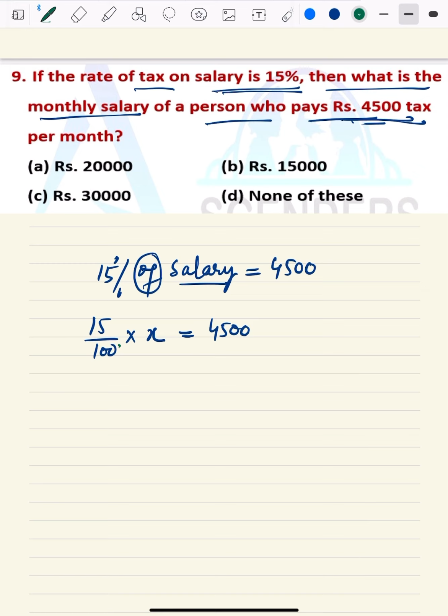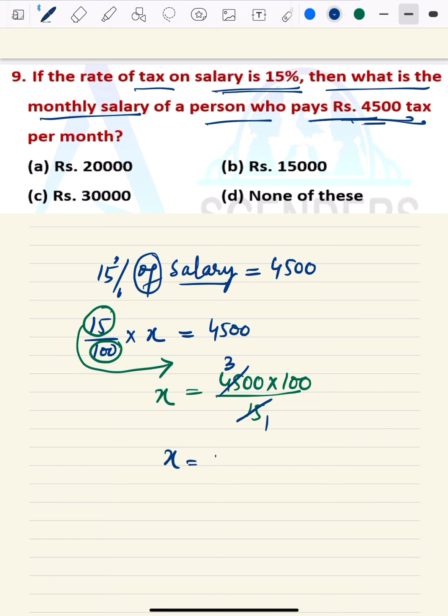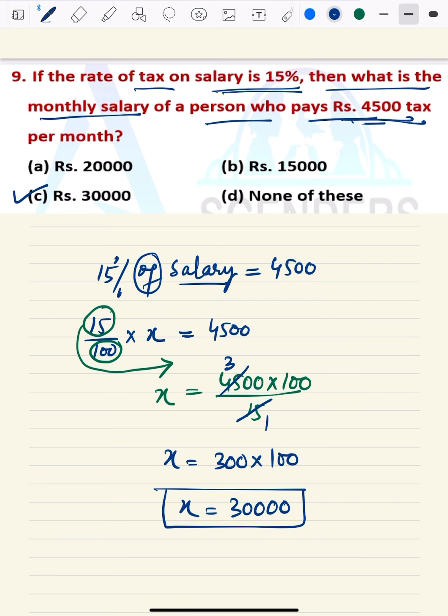Now this 100 is in the denominator, so it would go to the numerator, being multiplied on the right hand side, and this 15 is in the numerator, being multiplied here. When it goes to the right hand side, it will be divided, and here it is x. Now this 15 one time and here 3 times, so x is equal to 300 multiplied by 100, so x is equal to 30,000. So the salary of the person is 30,000. Option C is the right answer.